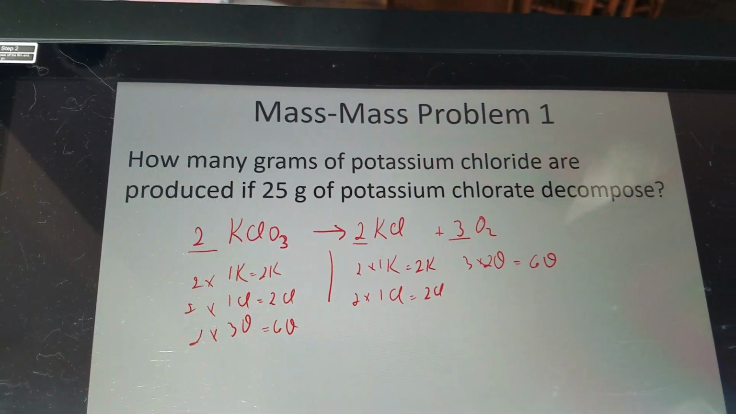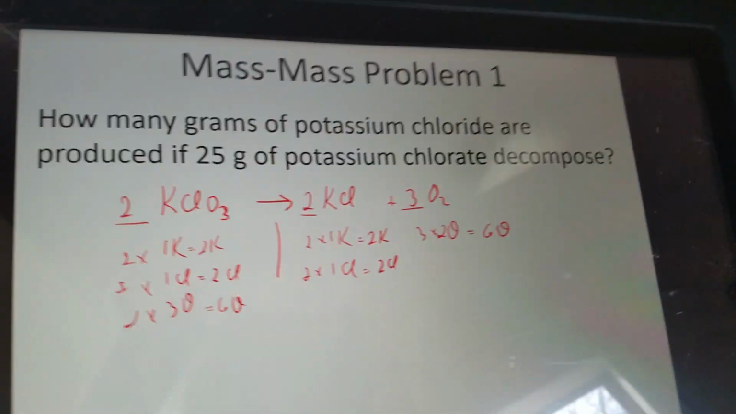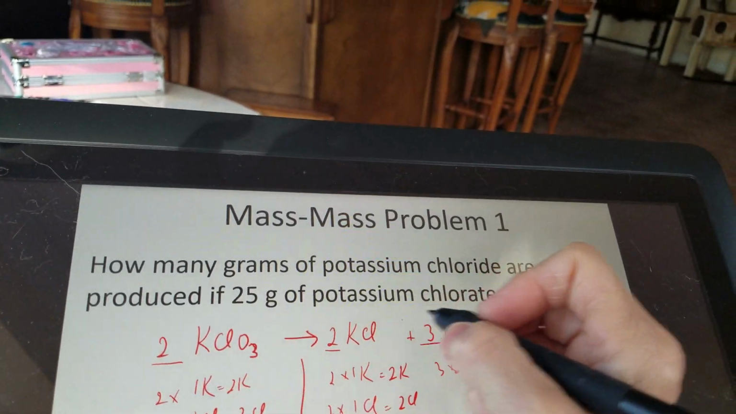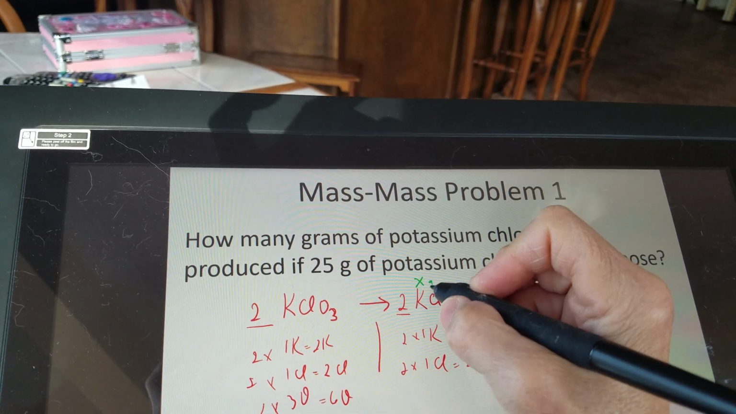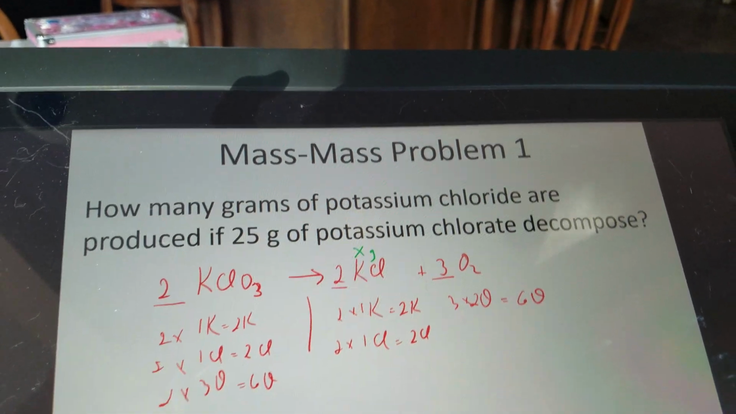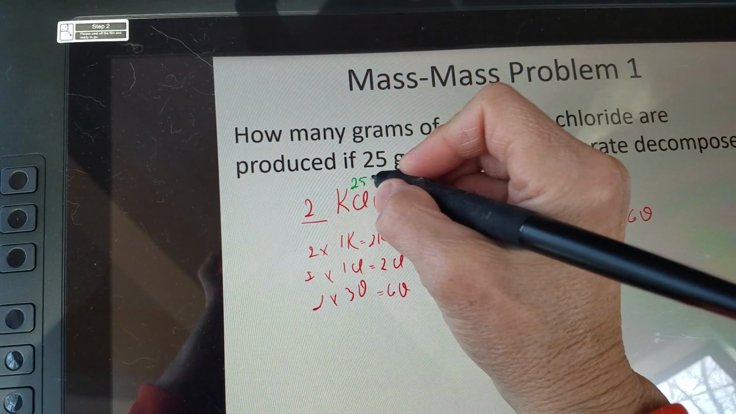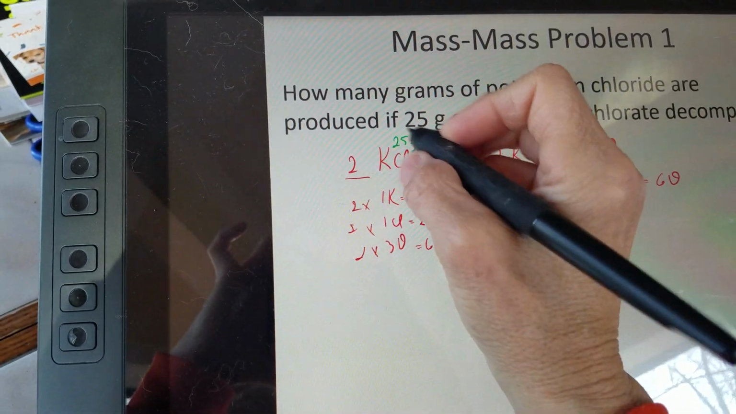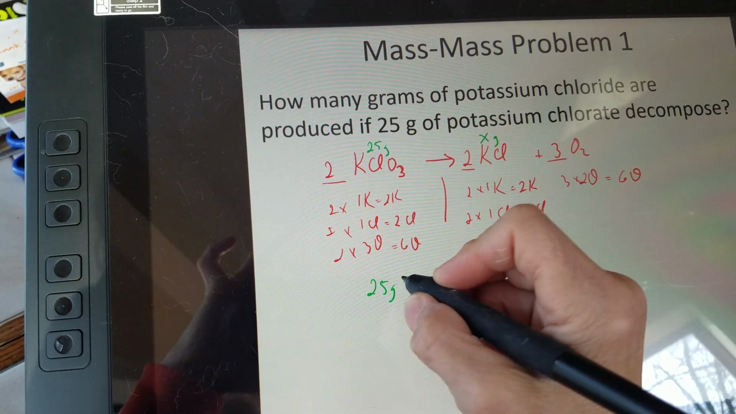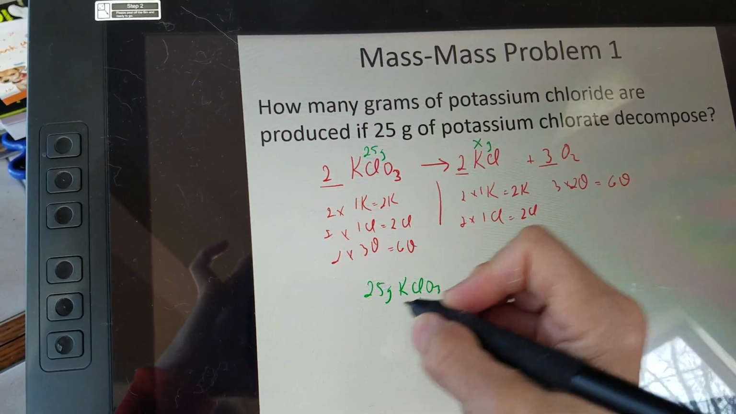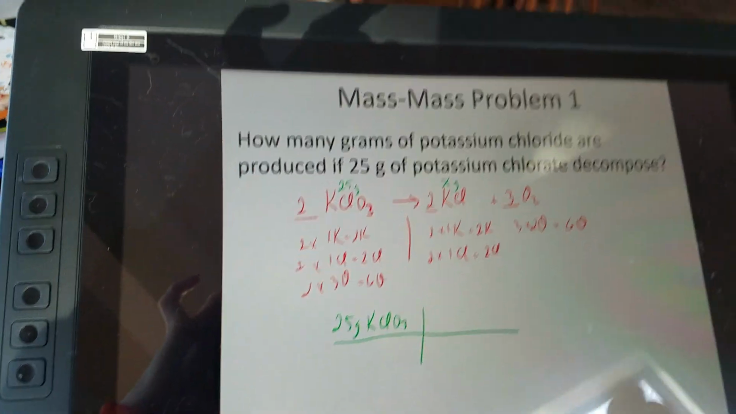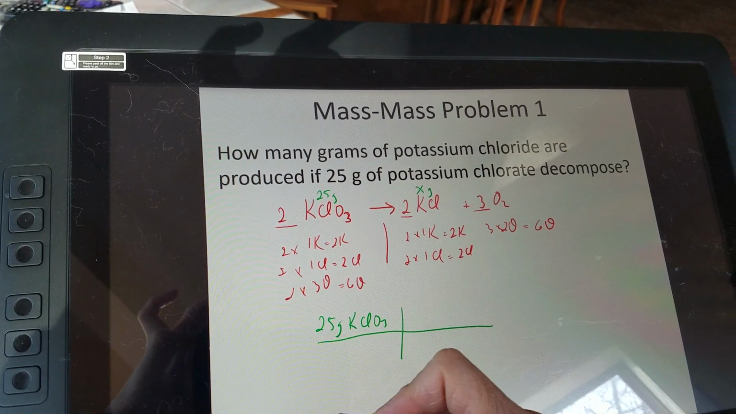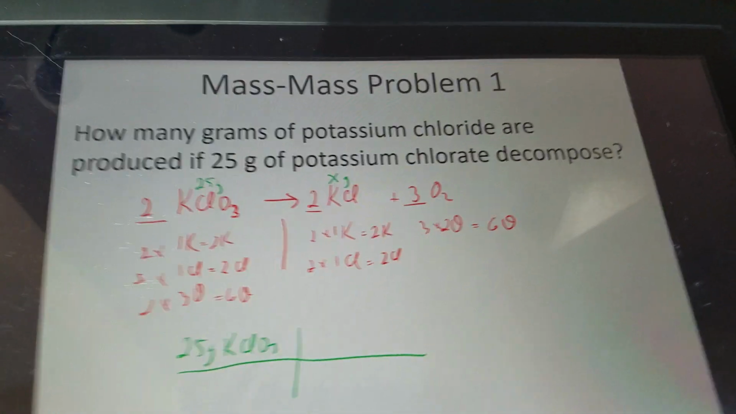Once I get my balanced equation, it's asking me for how many grams of potassium chloride. So I'm going to change colors just to make it easier to see. How many grams of potassium chloride, so we're looking for X grams, are produced if you have 25 grams of potassium chlorate decomposing. So I want to start off with what they give me. They give me 25 grams of potassium chlorate. The first thing I want to do, if it's a mass problem, is take the grams they give me to moles of that same substance.